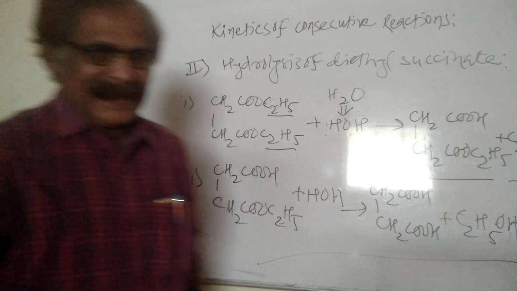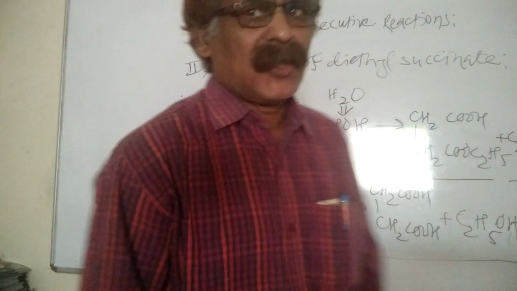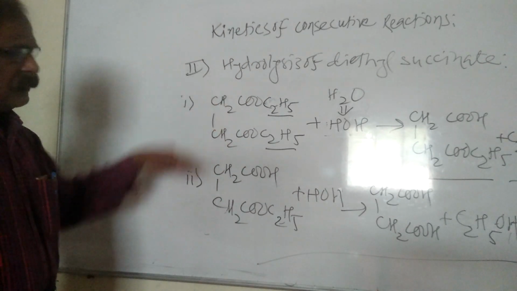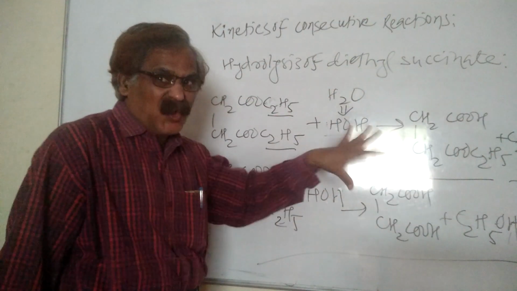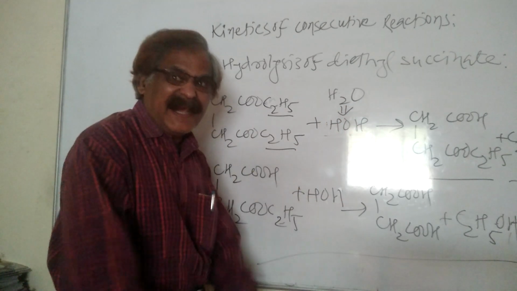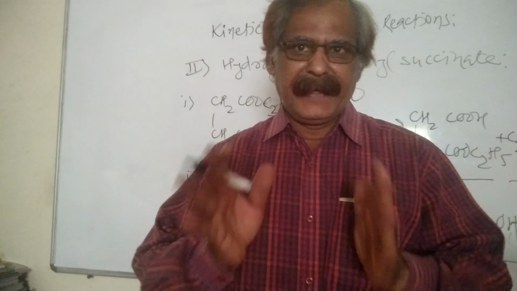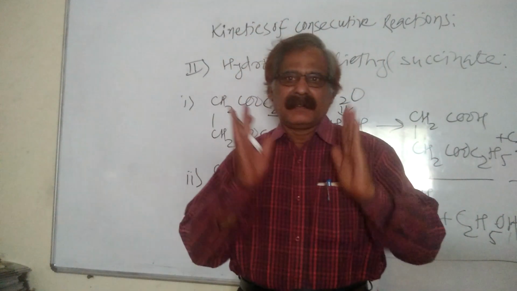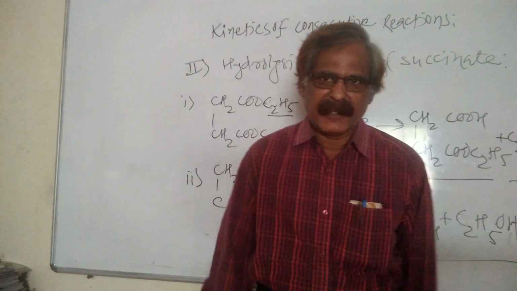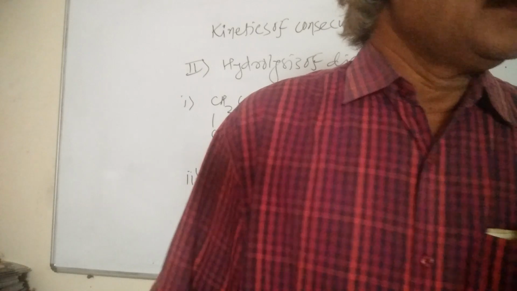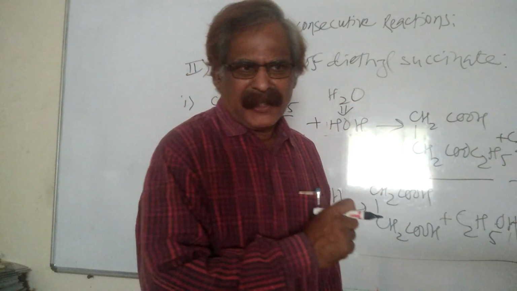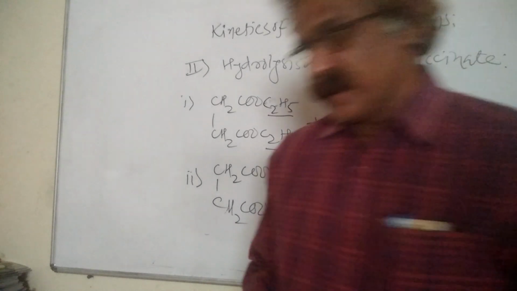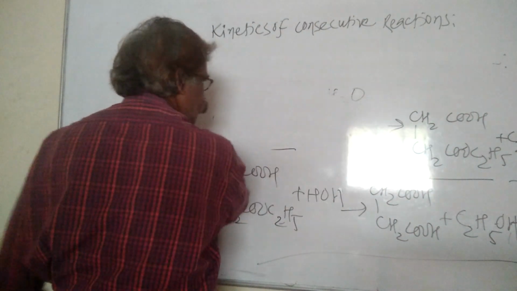So in this way, the hydrolysis of diethyl succinate occurs in two steps, and therefore this is an example of consecutive reaction. These two steps, step 1 and step 2, take place one after the other without any interruption, and therefore this reaction is known as a consecutive reaction or sequential reaction or sometimes successive reaction. So with this, I am sure you have understood what are consecutive reactions. Now let us switch over to the kinetics of consecutive reaction.